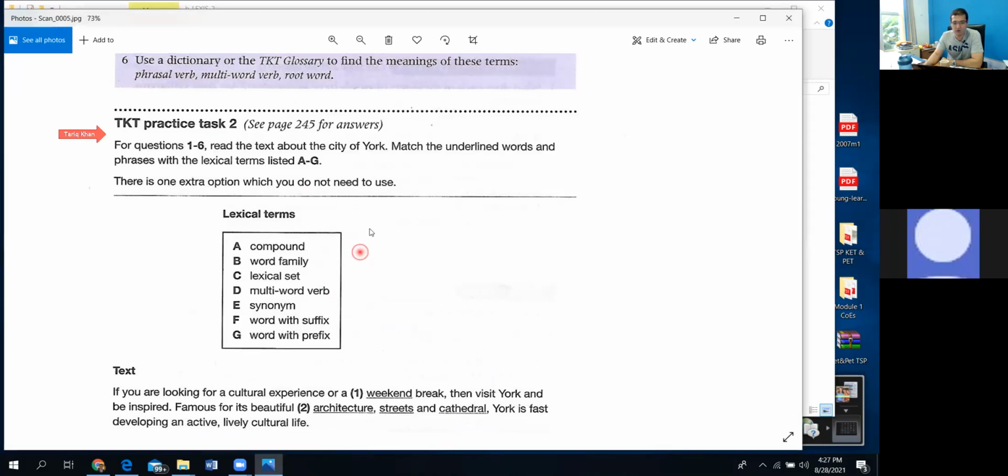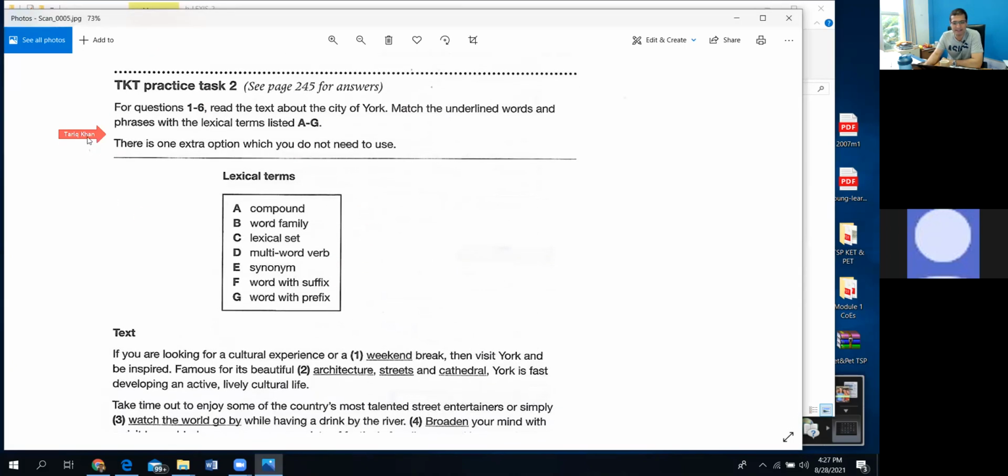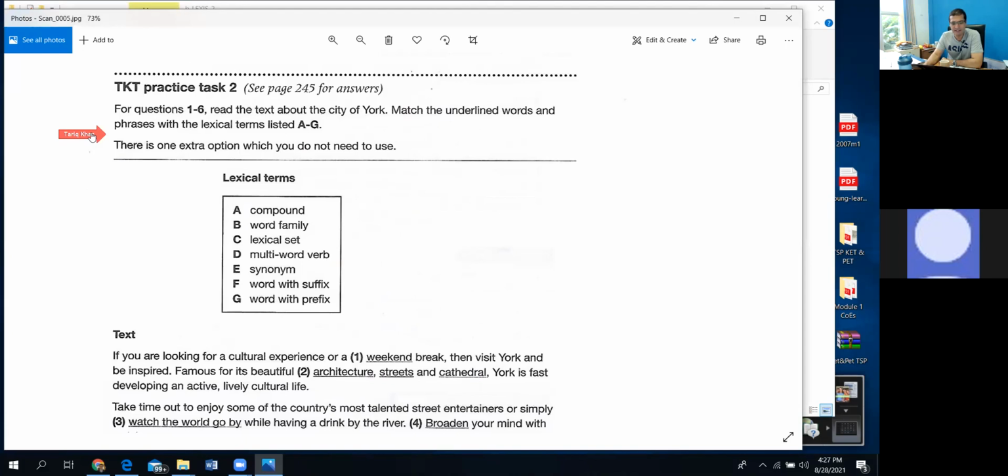So in the paper, you will be tested about the Lexis unit in this way. The answers are also available on page 245. So these practice tasks give you knowledge from the examination point of view, of how you prepare yourself. So in the lexical section, they will be asking you questions like this, and that's exactly how the question comes in the TKT paper.